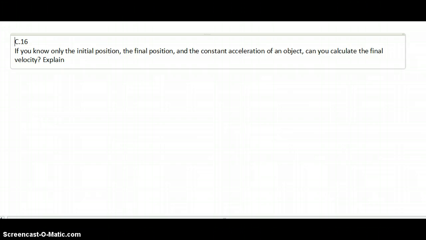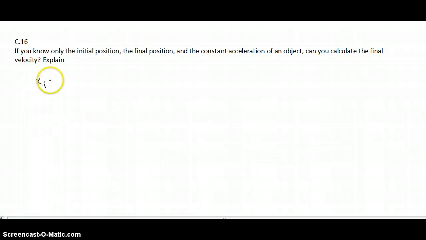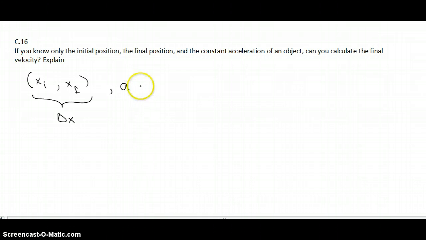So the problem says, if you know only the initial position, the final position, which means if we know the initial position and the final position, we know the displacement and the constant acceleration. So we know the acceleration, which is constant, of an object. Can you calculate the final velocity? Can we find the final velocity?